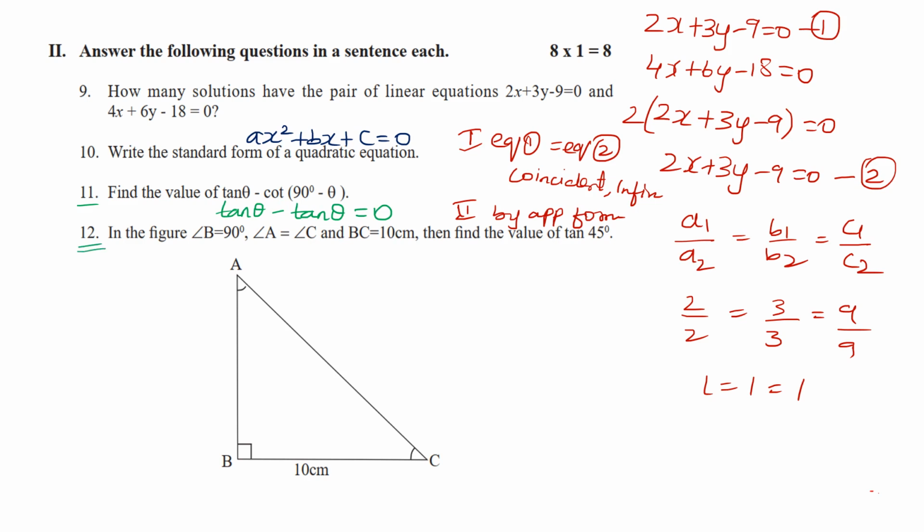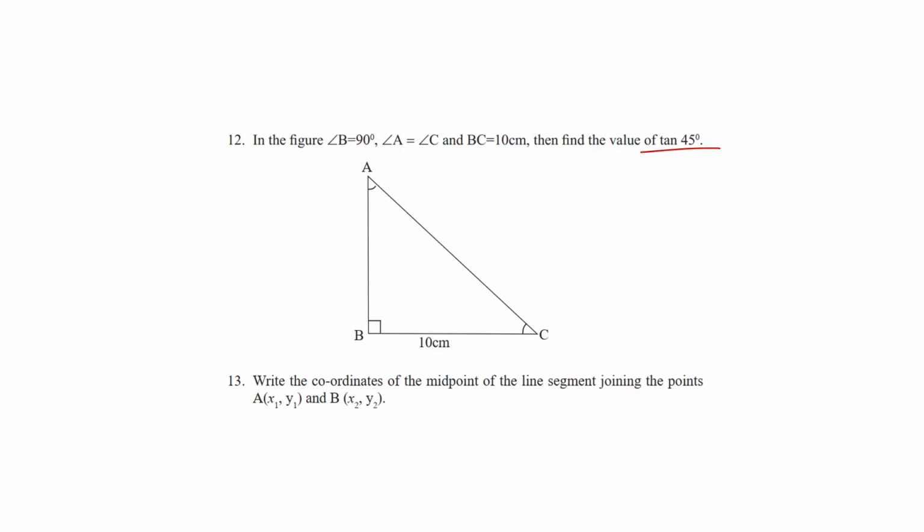In the figure, angle B is equal to 90 degrees, they have given, and angle A and angle C are equal. Both angles are equal. BC is equal to 10 centimeter. Then find the value of tan 45. They ask only the tan 45 value. We know already, right, from the trigonometric table it is 1. Tan 45 is equal to 1.